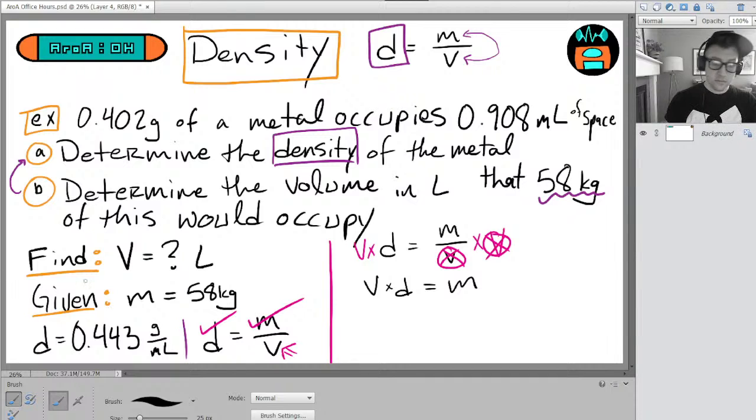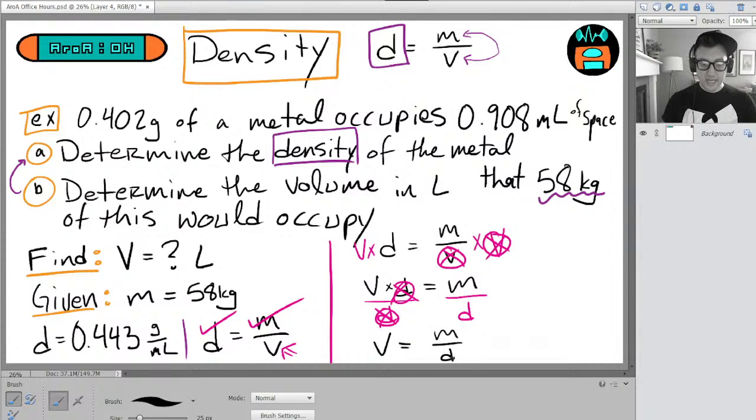Now, we want to find volume by itself, so we're going to divide both sides of this expression by density, and we get, well, density cancels. And we get the new expression, volume is equal to mass divided by density. And as we already pointed out, we know our mass, we know our density. Now we can find our volume.